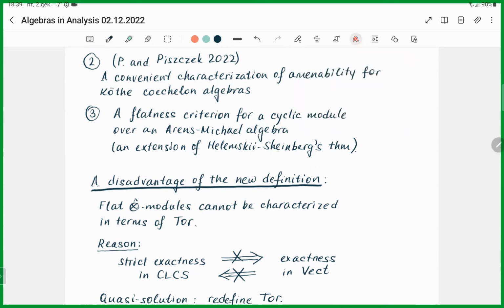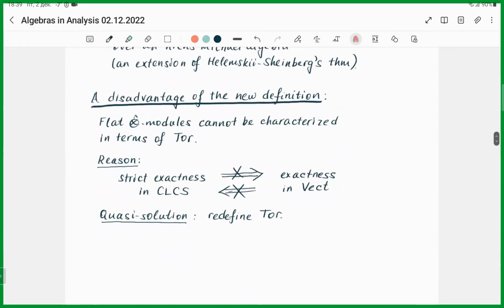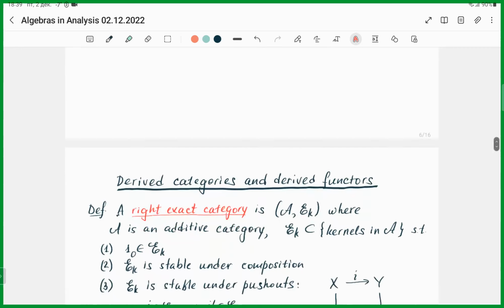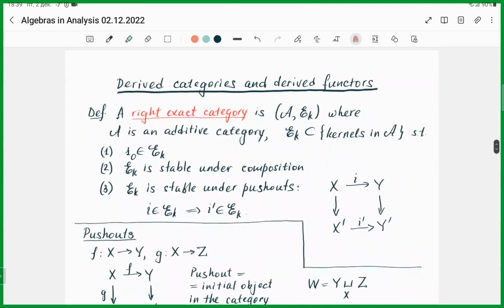A solution, or maybe a quasi-solution to this problem, is to redefine the functor Tor. And this is exactly what I'm going to do now. But before we can redefine the functor Tor, I must recall some basic facts about derived categories and derived functors, because these tools are absolutely necessary for the new definition of the Tor functor.